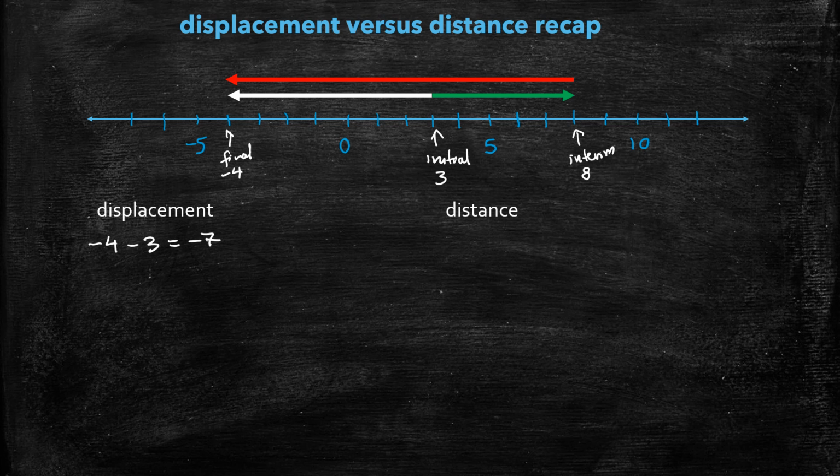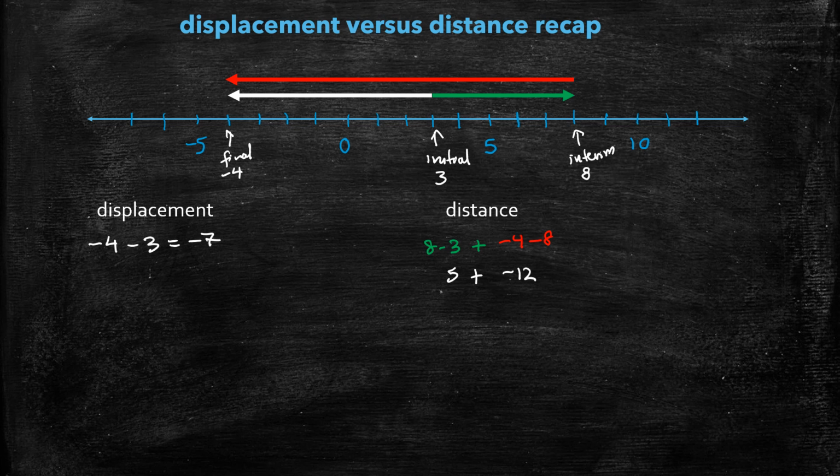So if you want to think about the distance traveled, you have to think, well, what's the distance traveled along the green arrow? And that would be 8 minus 3. And then we would have to add to that the distance traveled in red. And we'll see that your final position is -4. The interim position is 8. And so 8 minus 5 would be 3, plus -4 minus 8 would be -12.